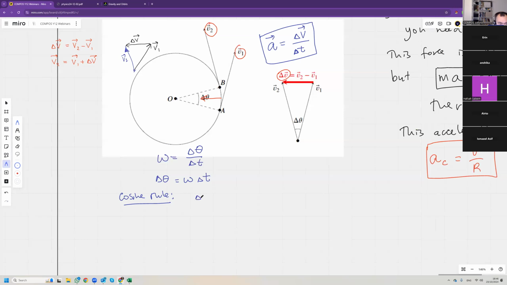Delta v squared, the opposite side, is equal to v1 squared plus v2 squared minus 2 v1 v2 cos delta theta, cos of this angle. But this is v because the speed has not changed. It's the direction that has changed. But here we don't consider the direction, we consider the speed. So delta v squared is v squared plus v squared minus 2v squared cos delta theta. And then this is delta v squared equals 2v squared, open bracket, 1 minus cos delta theta.